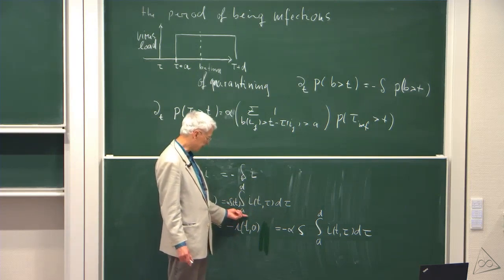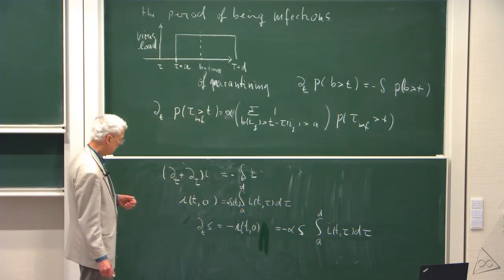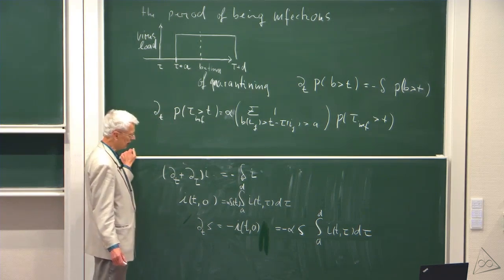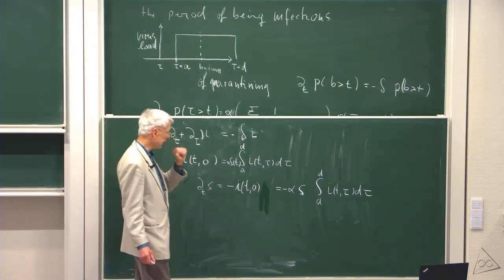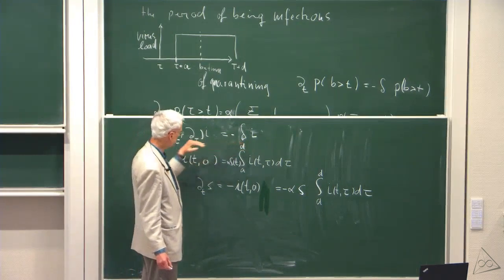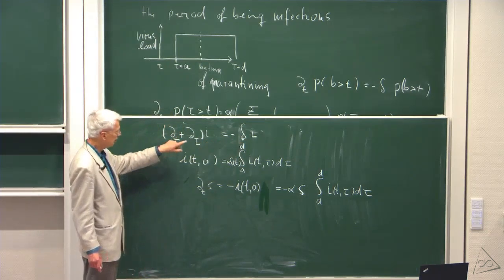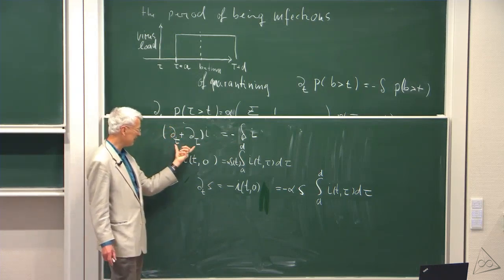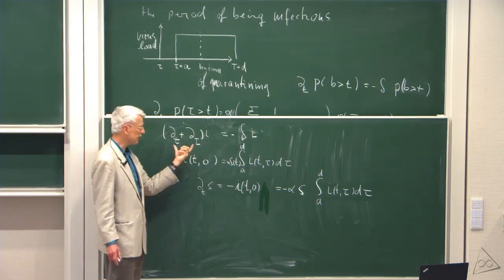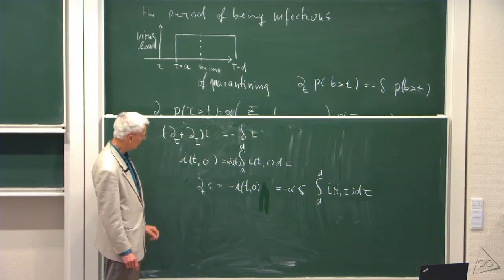Because after all, the individual will be infectious from the time after infection, time A, up to time D, and then it will cease to be infectious. Or it will also cease to be infectious if it is actually removed. And that is the meaning of this first equation. It's an equation in the variable t plus tau.